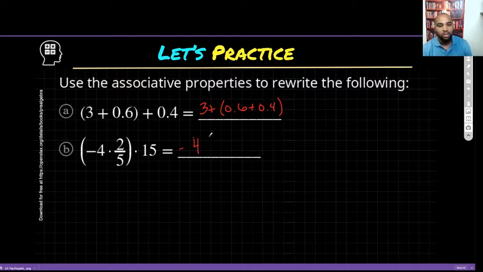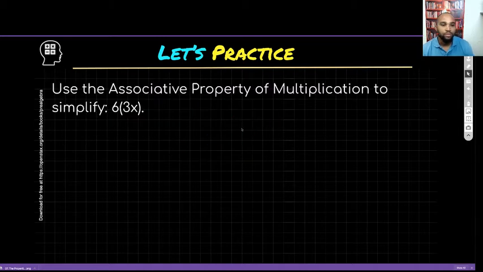-4. And we're going to put our 2/5 here times 15. There we go. So we're going to group these two. Now it's going to be the same answer, but I want you to get used to seeing what it looks like to use the associative property for addition and multiplication.